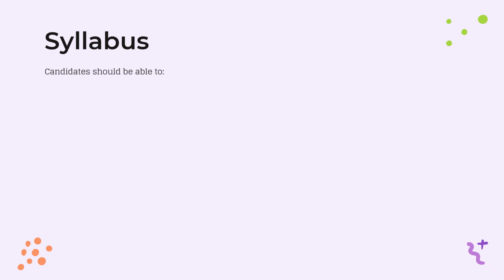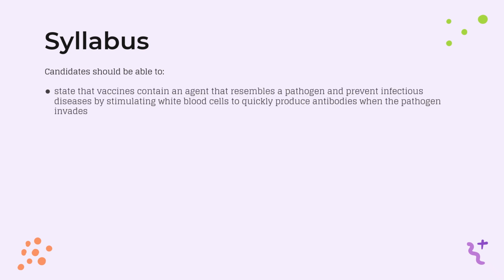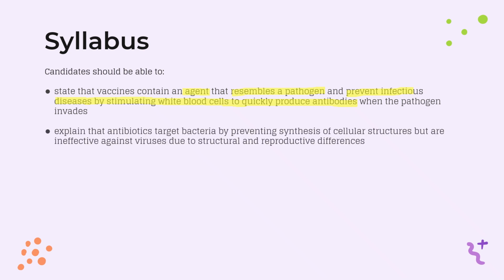Now let's talk about the syllabus first. You need to state that vaccines contain an agent that resembles a pathogen, and vaccines prevent infectious diseases by stimulating white blood cells to quickly produce antibodies when the pathogen invades the body. Generally, that's what vaccines do. On the other hand, you also have to learn antibiotics. Please be careful between vaccines and antibiotics because they're not the same. You have to explain that antibiotics target bacteria by preventing the bacteria from growing. I'm just mentioning this briefly, which I'll elaborate on in the next few slides.